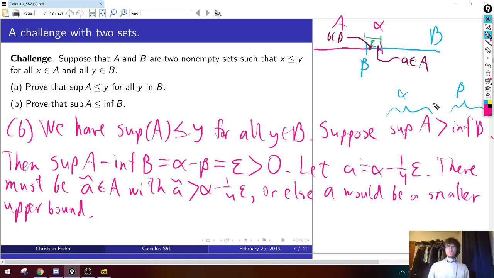Okay. We let B equal beta plus 1/4 epsilon.